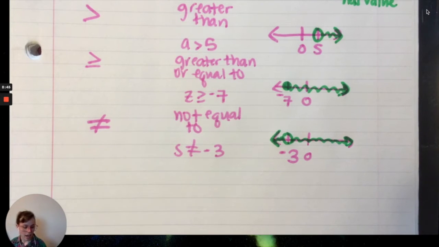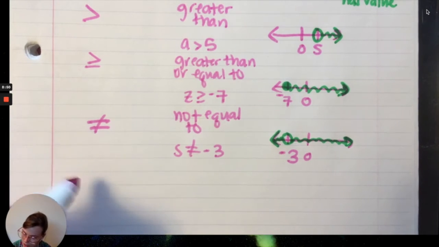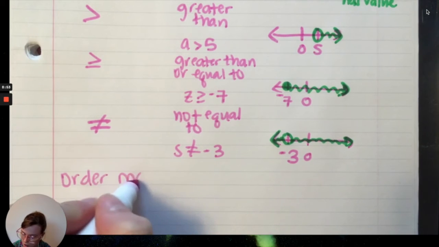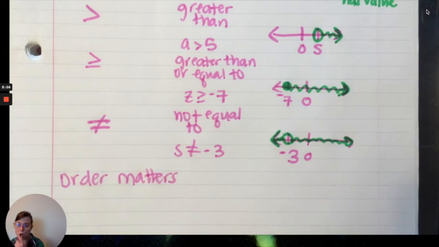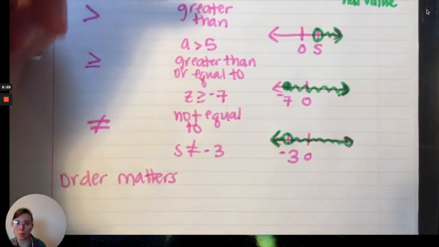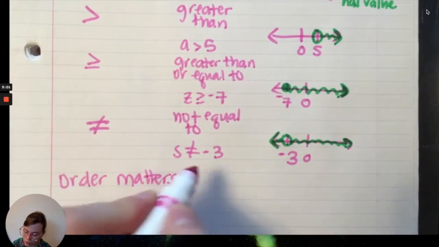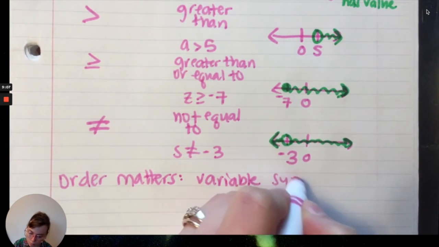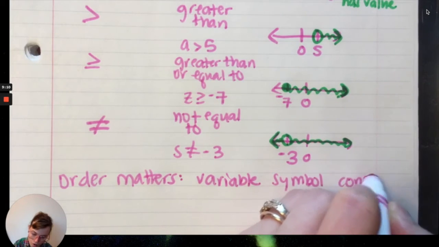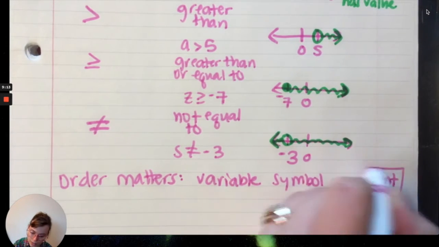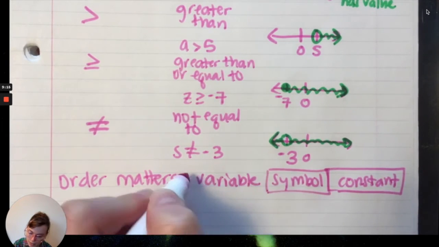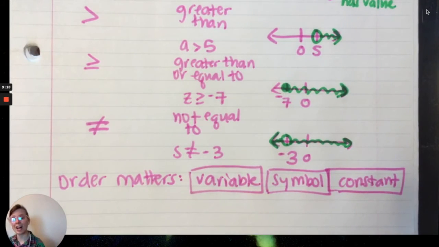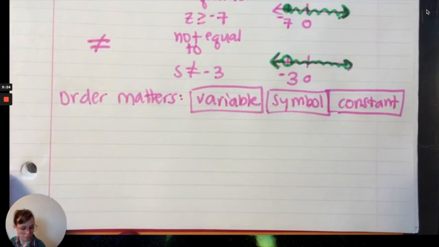All right, now I do want to show you a little shortcut, that pattern you can see. So order matters. If you've noticed, as we go through all of these examples for inequalities, order matters. We used our variable first, then we had our symbol, then we have our constant. Now, yes, you can write these in a different order, but keeping it in this order is actually really helpful. So order does matter to be able to use the next shortcut.